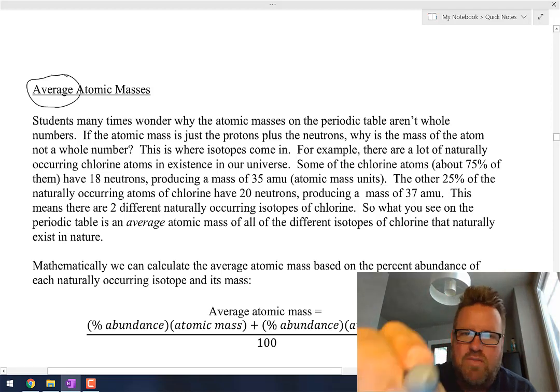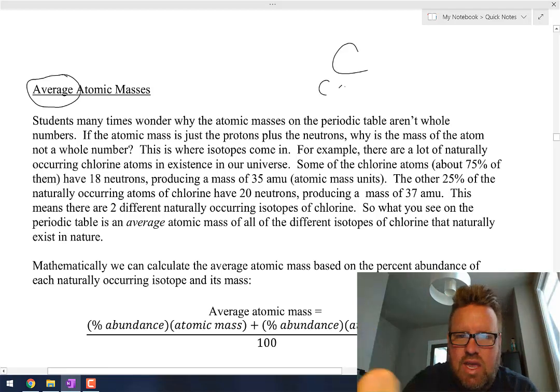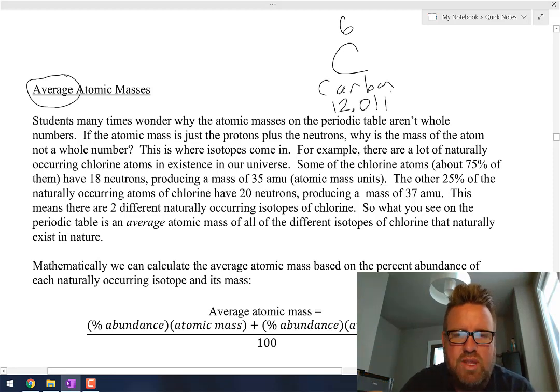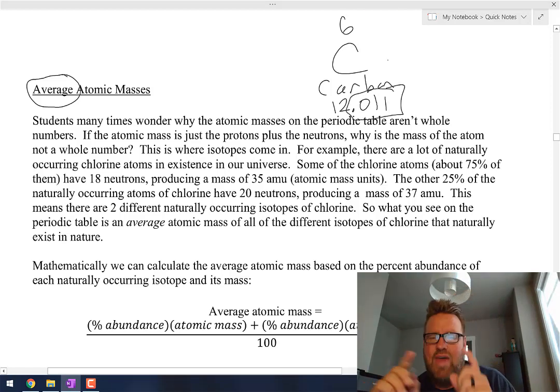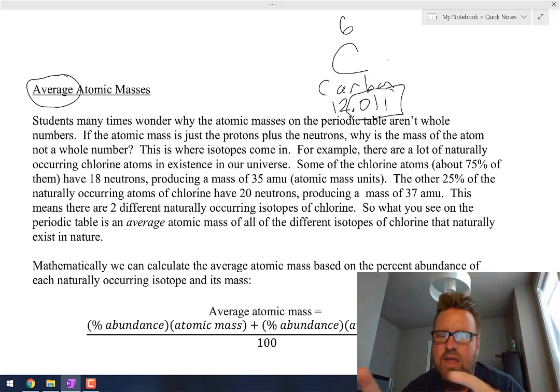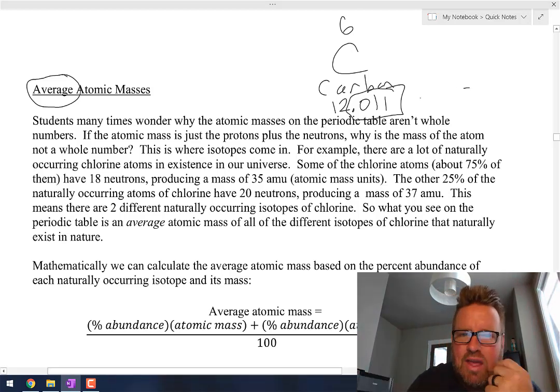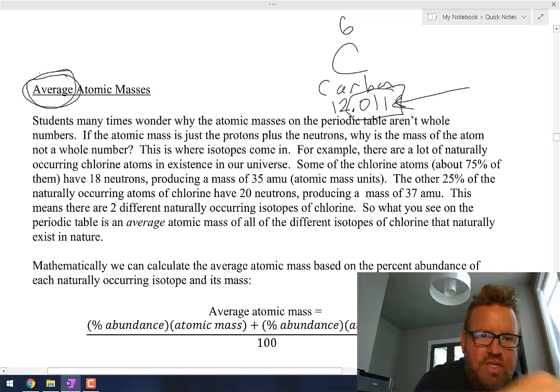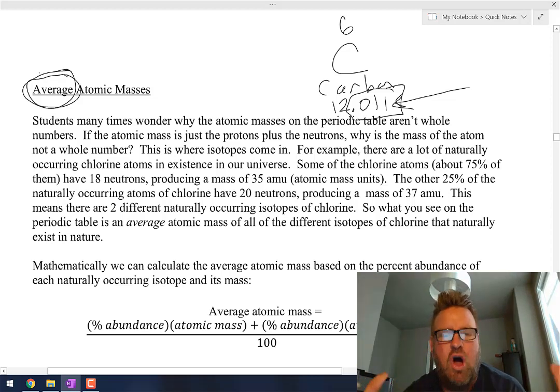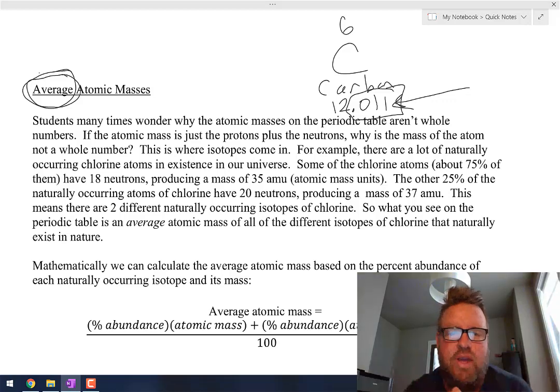Okay, but even on carbon, if you remember on earlier, on carbon it said C, carbon 6, and then I think it said 12.011, something like that. What's up with that 0.011? Okay, that's where isotopes come in. Because that number right there is an average. See how it's the average atomic mass? It's the average of all of the different isotopes of carbon that exist in the world. Okay, of the naturally occurring isotopes.